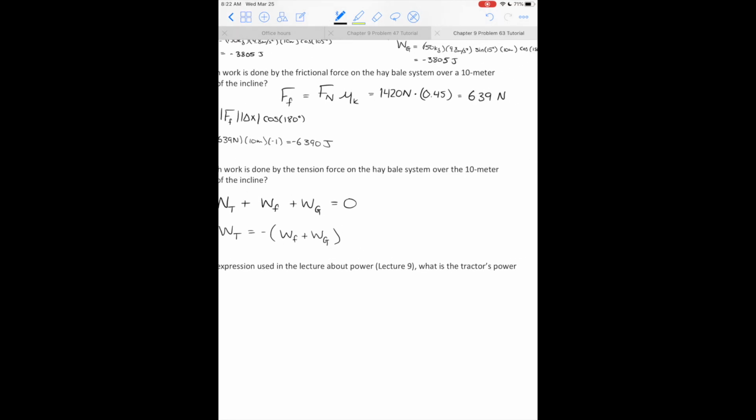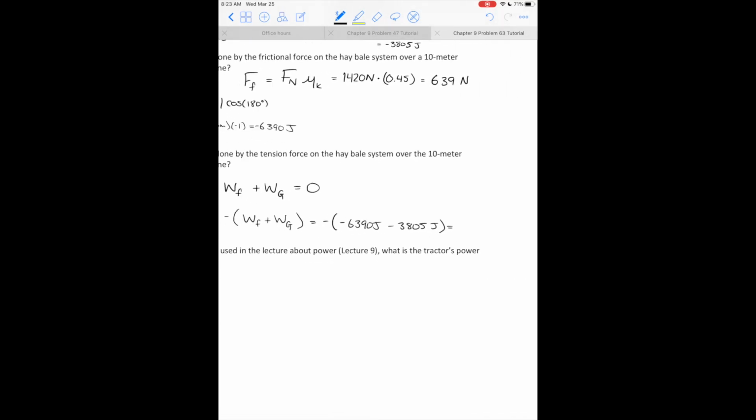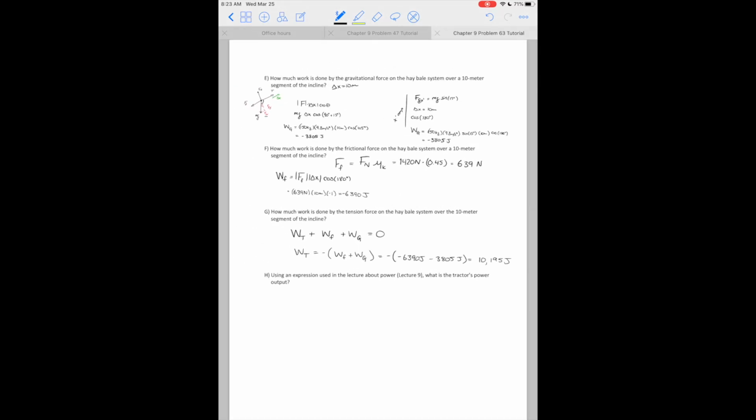So let's actually do that. I have negative 6,390 joules plus negative 3,805 joules. I get a total work done by tension of 10,195 joules. It's positive because it's in the same direction as displacement, and it completely balances out the work done by the other forces.